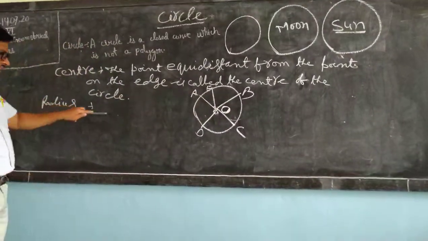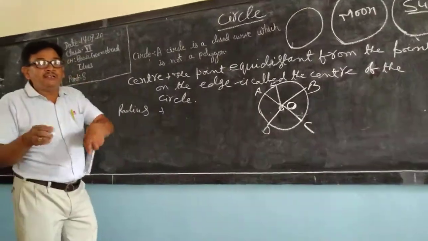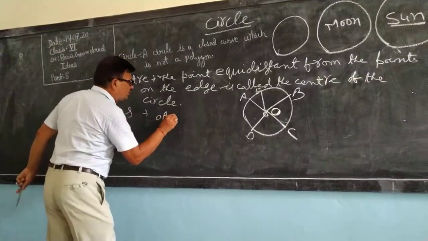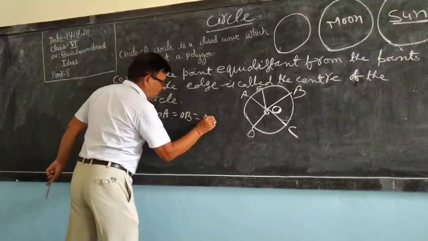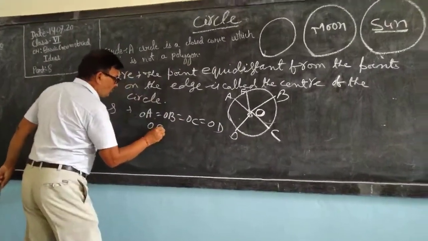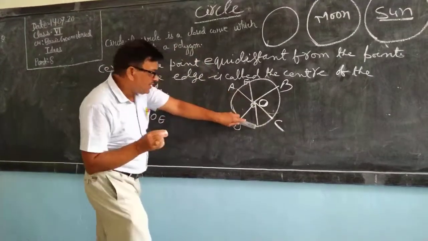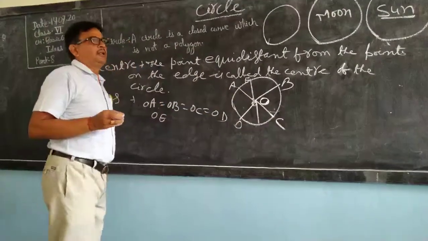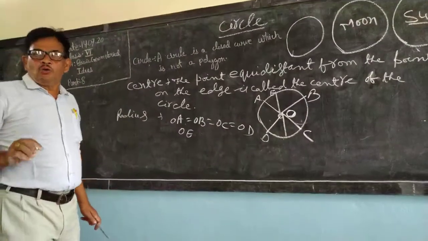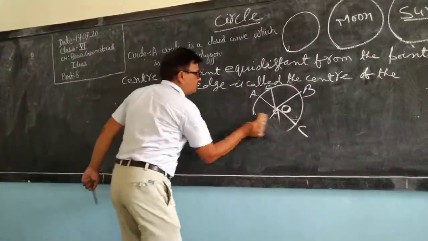Now radius. What is the radius? The plural of radius is radii. Here OA equals OB equals OC equals OD equals OE. If it is just from the center to the boundary of the circle, it is known as radius. Understood now?